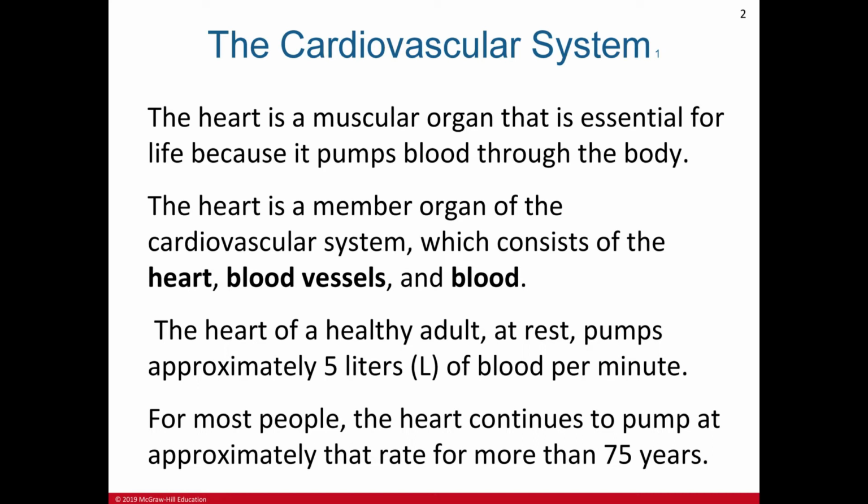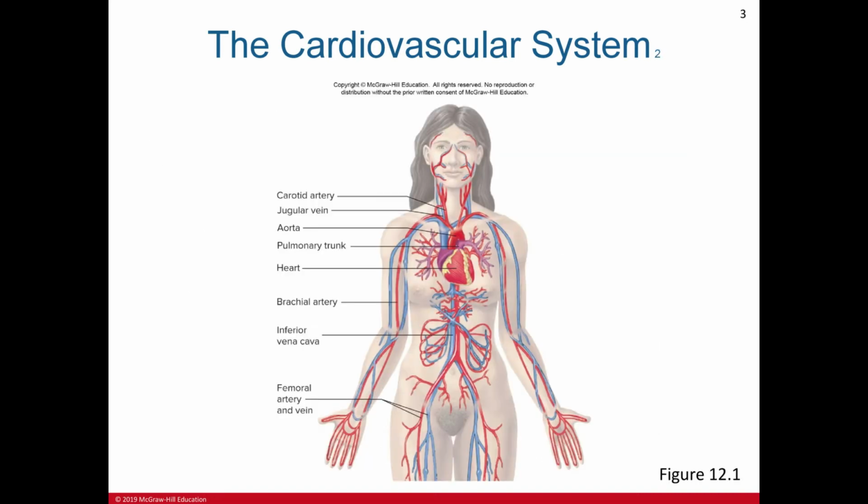So as we have known in our previous chapter, the heart is a muscular organ that is essential for pumping blood throughout the body. The heart of a healthy adult can pump approximately 5 liters of blood per minute. For most people, the heart continues to pump at approximately that rate, which is 5 liters, for more than 75 years.